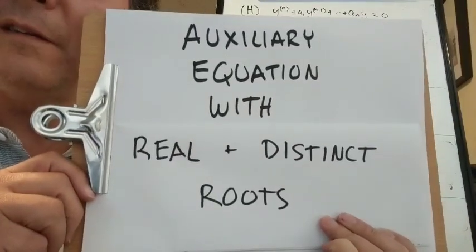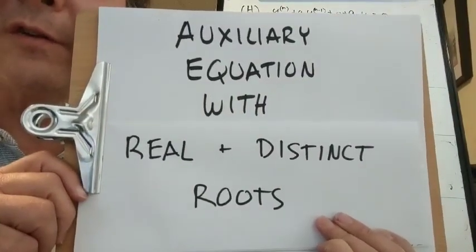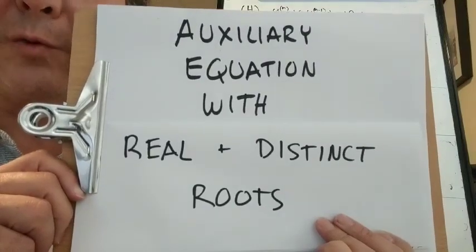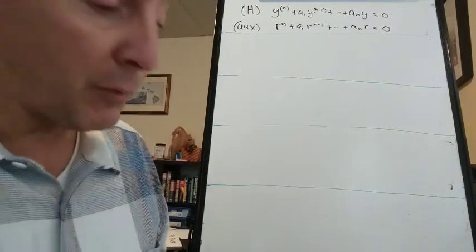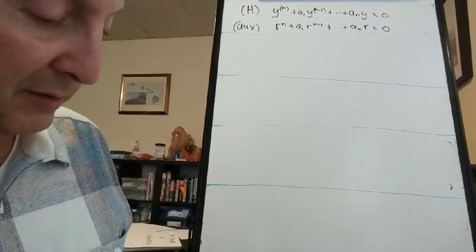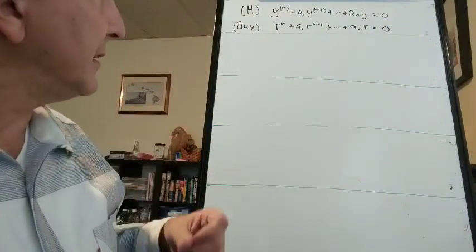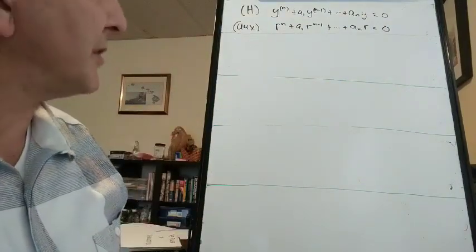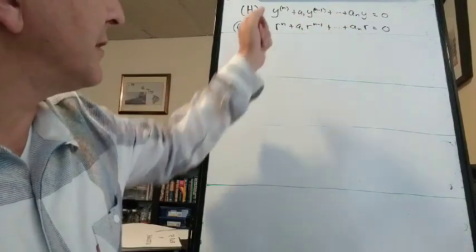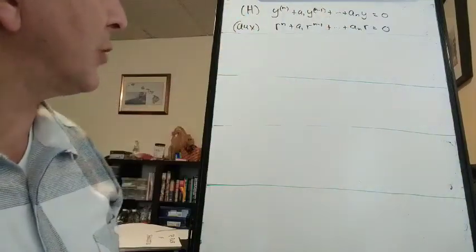All right, let's start with the easiest case first. That's when the auxiliary equation has real and distinct roots. So again, we're working with a homogeneous linear differential equation. Homogeneous means 0 on the right-hand side. And this linear differential equation with constant coefficients has y and its derivatives on the left-hand side, a linear combination of y and its derivatives.